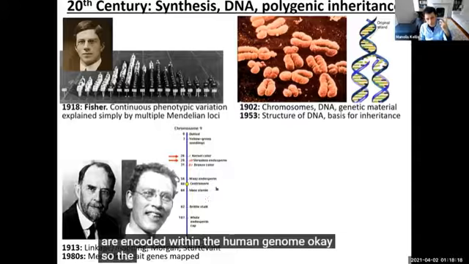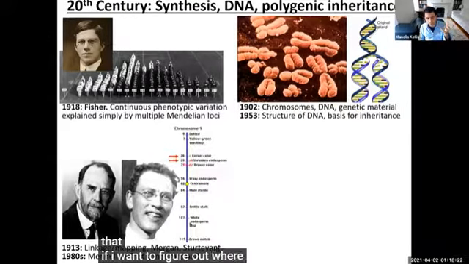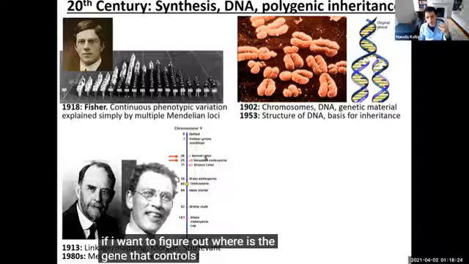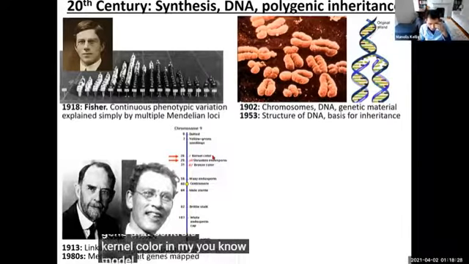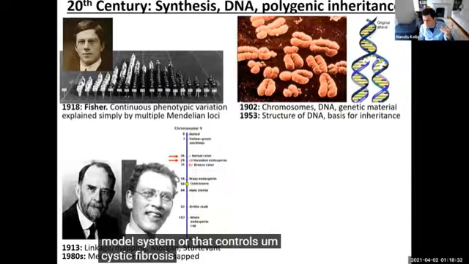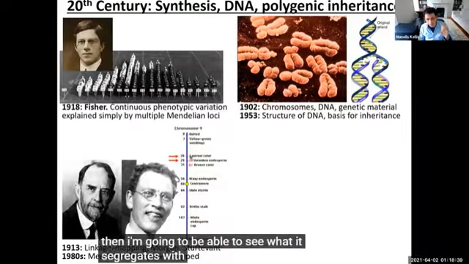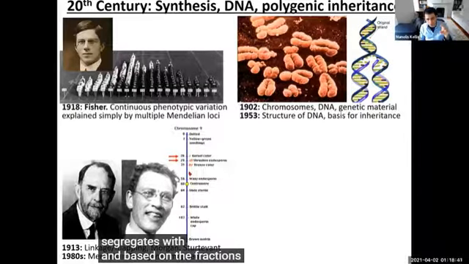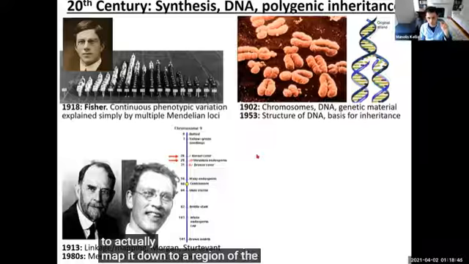Okay, so the concept of linkage mapping is that if I want to figure out where is the gene that controls kernel color in my model system, or that controls cystic fibrosis in human, then I'm going to be able to see what it segregates with, and based on the fractions, I'll be able to actually map it down to a region of the genome.